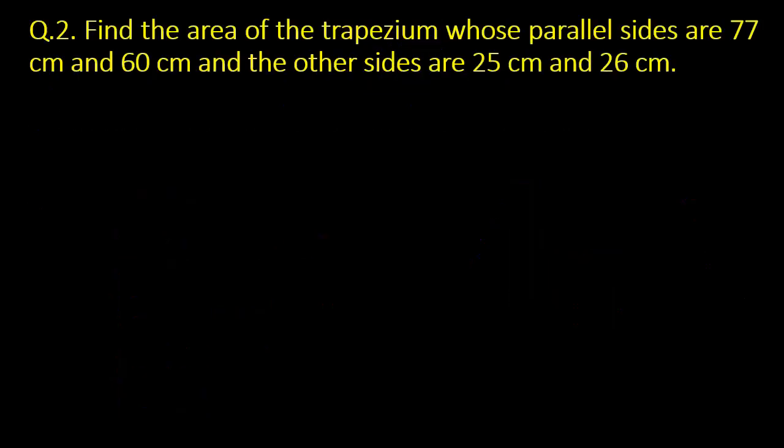Now let me solve question number 2, and the question is, find the area of a trapezium whose parallel sides are 77 cm and 60 cm and the other sides are 25 cm and 26 cm. So in this question the height of the trapezium is not given. So first we need to find the height of the trapezium, and then we find the area of the trapezium.